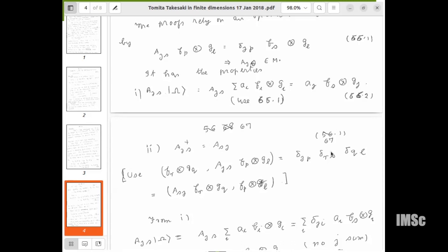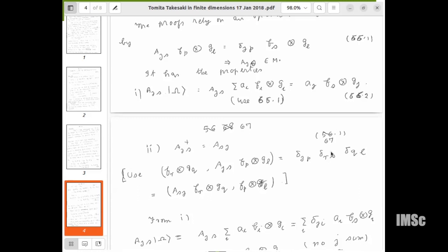I take a basis F_P cross G_L, A_JS, F_R cross G_Q, and I ask what is adjoint to this? The adjoint element is defined by acting on this with the scalar product, so that the two things are equal. So what does this say about the adjoint? And the proof is that the adjoint of A_JS is simply A_SJ.